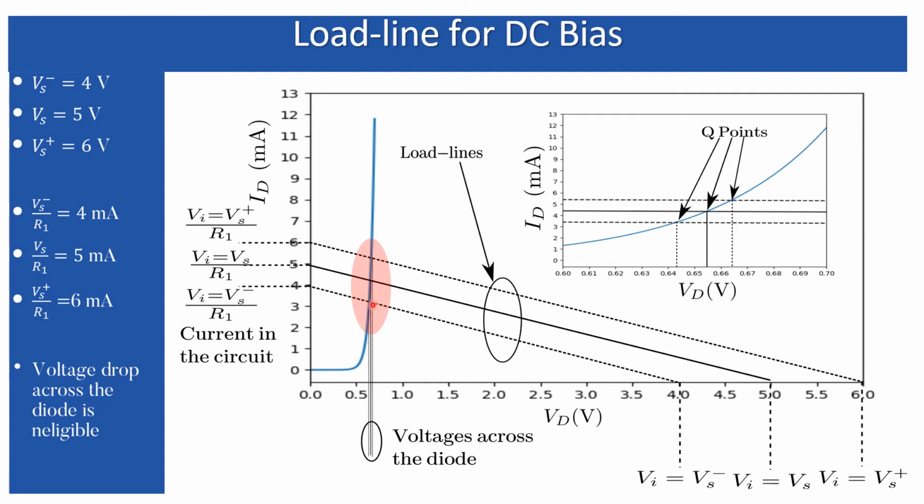You can visualize the situation using this diagram. Now here, I have drawn 3 load lines, one for each of the voltages. For 4 volt I have denoted that by Vs minus, for 5 volt that is Vs, and for 6 volt I have considered that is Vs plus. These are the voltages at the intersection point on the voltage axis. The corresponding intersection points with the current axis are 4 milliampere, 5 milliampere and 6 milliampere. So for each set of these voltage and current values, there will be a different load line.